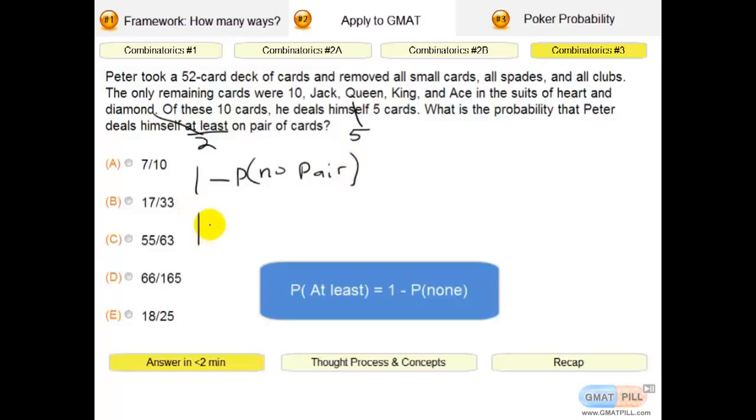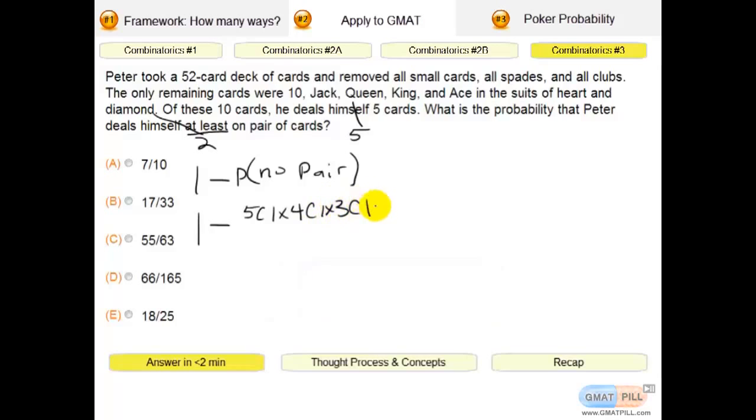That's basically 1 minus. Now intuitively, there's only one way to get no pair, and that's when you get 1 of each of these cards, and that would simply just be 1. But for those of you who don't understand the intuition off the bat, you can do it mathematically and say, well, out of the 5 cards, first you choose 1 of them, then from the remaining 4 you choose 1, then from the remaining 3 you choose 1, and so on. And you have to divide by 5 factorial to account for the fact that order does not matter.